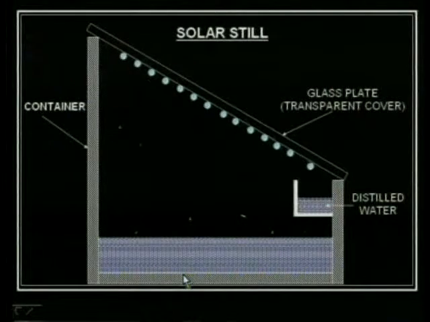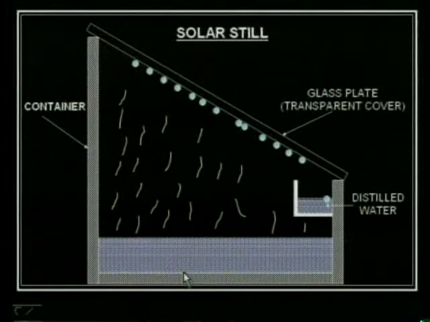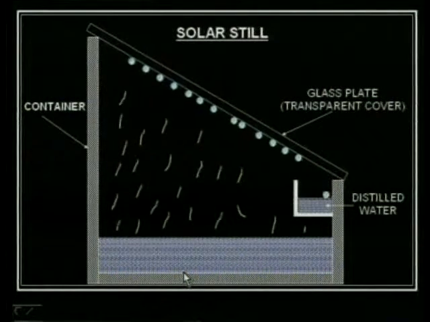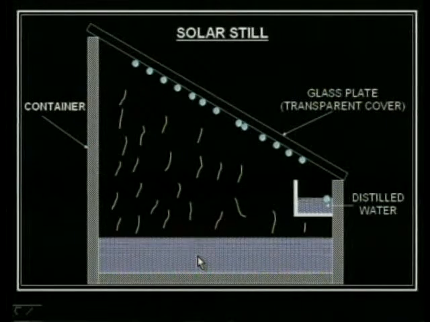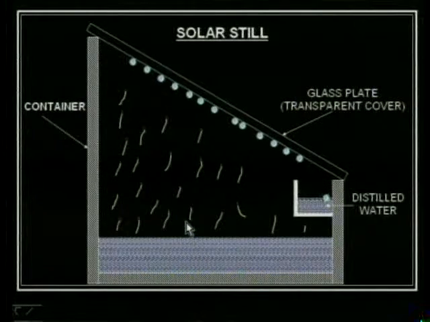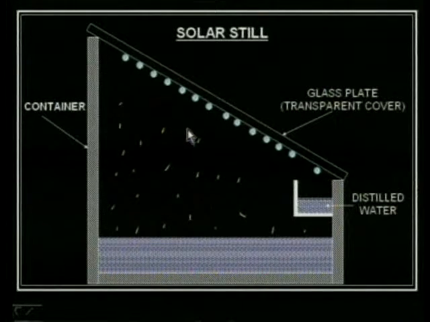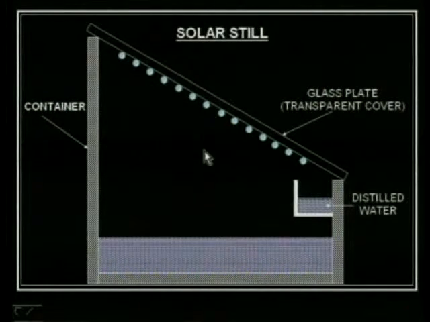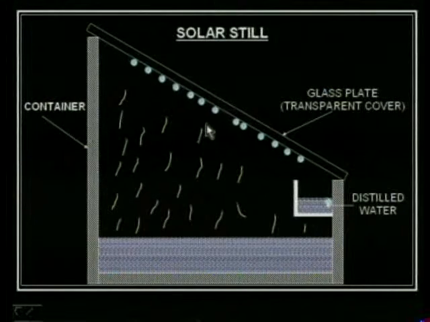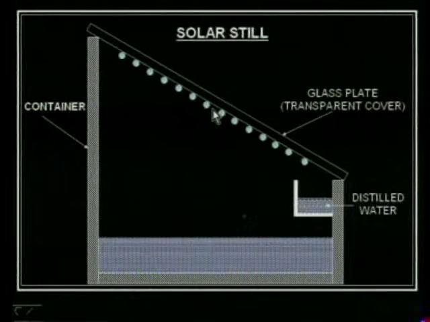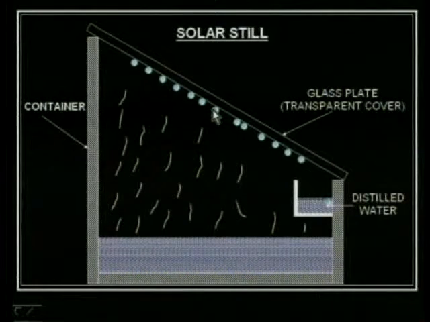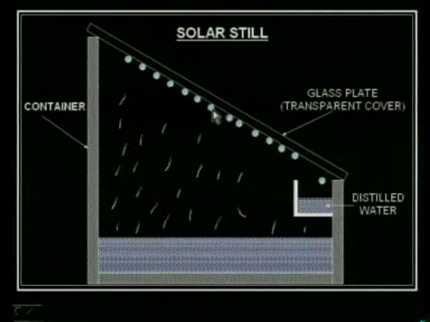The bottom of the tank is provided with an absorber plate coated with black coke. By absorbing the heat, the water will be evaporated and the evaporated particles will move and come in contact with the glass plate. Whenever the evaporated water particles come in contact with the glass plate, which is at a lower temperature, the water will be condensed.